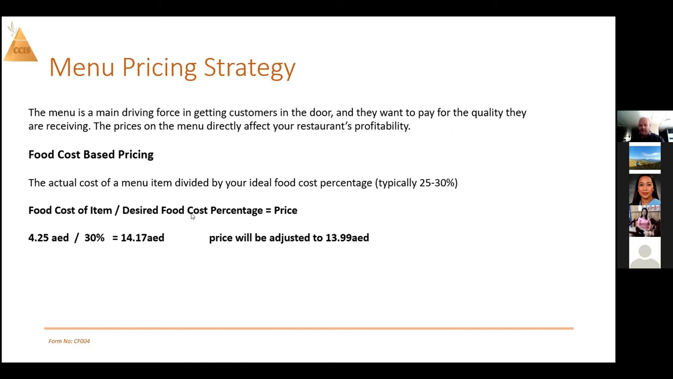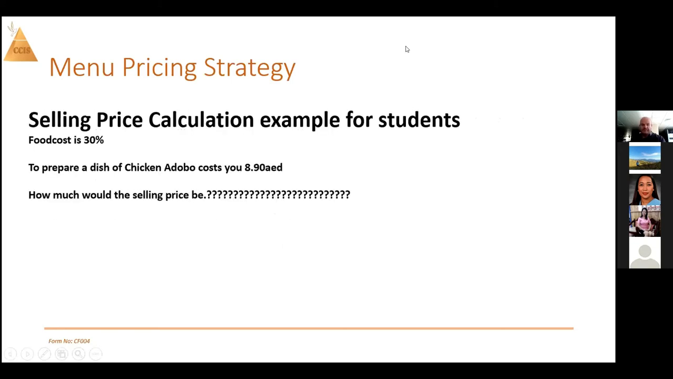Let's look at an example for you to try as well. Here is a selling price calculation example. We have food cost as 30%. I want you to try this example, and then we'll see if we understand what is happening. We have a chicken adobo dish which costs us 8.90 dirhams to prepare. So the cost of the food item is 8.90 dirhams, and the food cost percentage is 30%. Could you try the calculation and see if you come up with a figure, and then we'll compare the figures we got. You can try that.